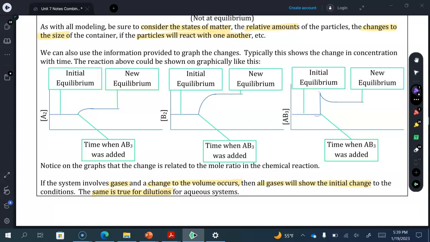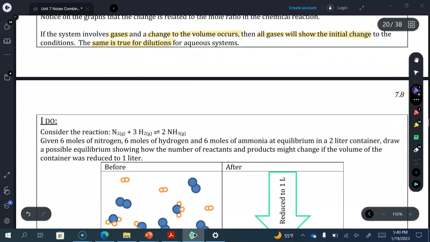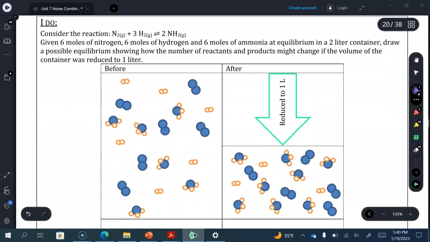Notice the changes on the graphs are related to the mole ratio in the chemical reaction, which we went over in a previous section as well. If the system involves gases and a change to volume occurs, then all the gases will show the initial change to the conditions. The same is true for dilutions in an aqueous system, so they'll all have that sharp spike or drop. There'll be a vertical line.